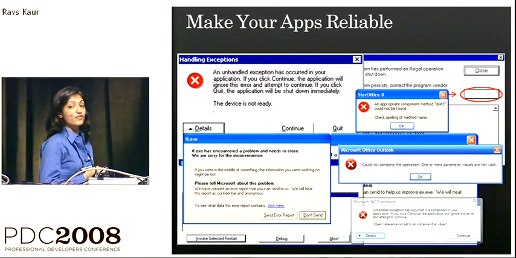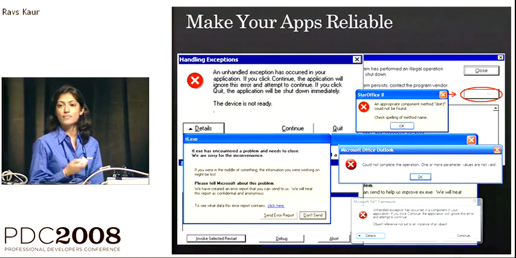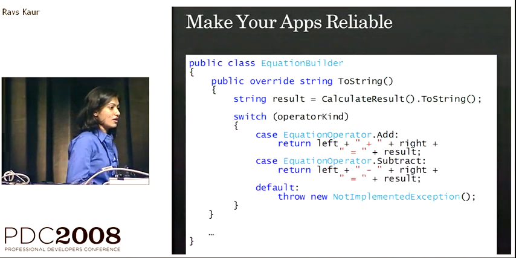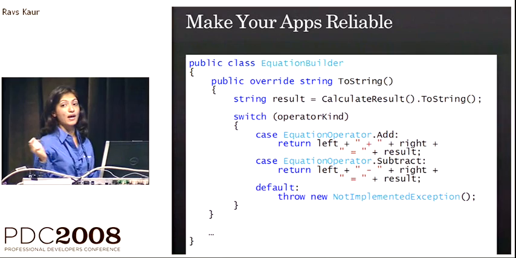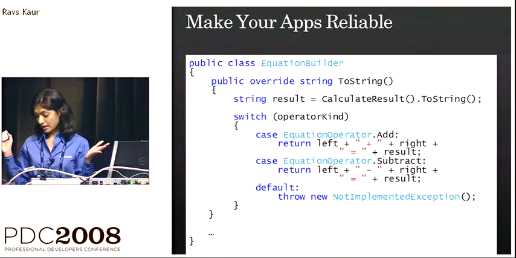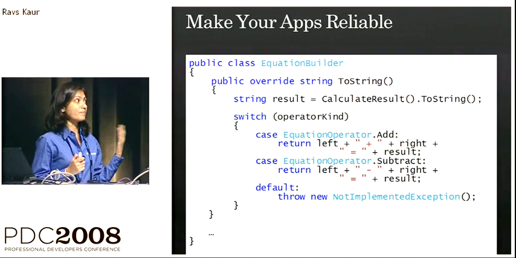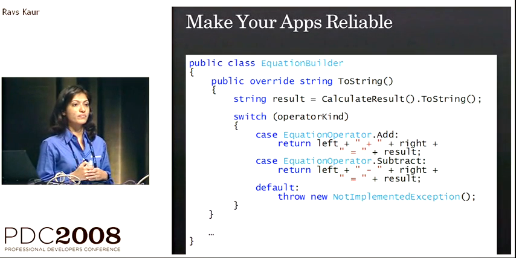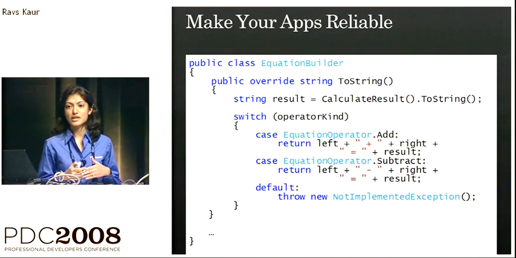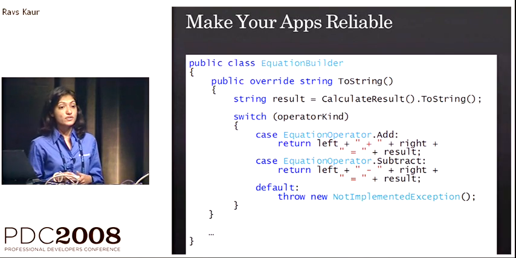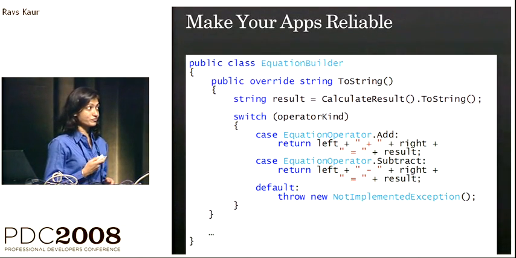Let me show you an example of how code analysis can help make your applications more reliable. Here, I have a simple application. It's a calculator. I get my operands, and I display the result to the user. I've overridden ToString, so if the user types in 2 plus 3, I'm going to say, well, that's 5, and show it to you. Easy enough to understand, easy enough to use.